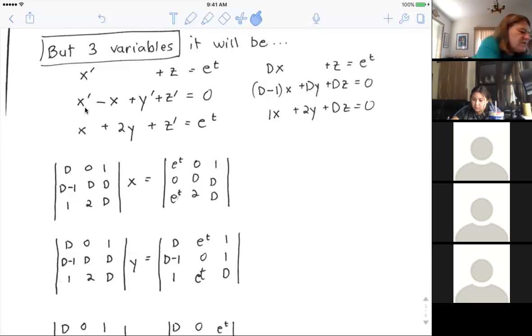If you put these two together, it's (D minus 1)x. This is Dy, the derivative of y. That's the derivative of z right there. So that takes care of those two. Finally, this one is just 1x and a 2y, and you're operating one time with the derivative of z there. Here's how I'm going to set it up. Turns out really nice, actually.